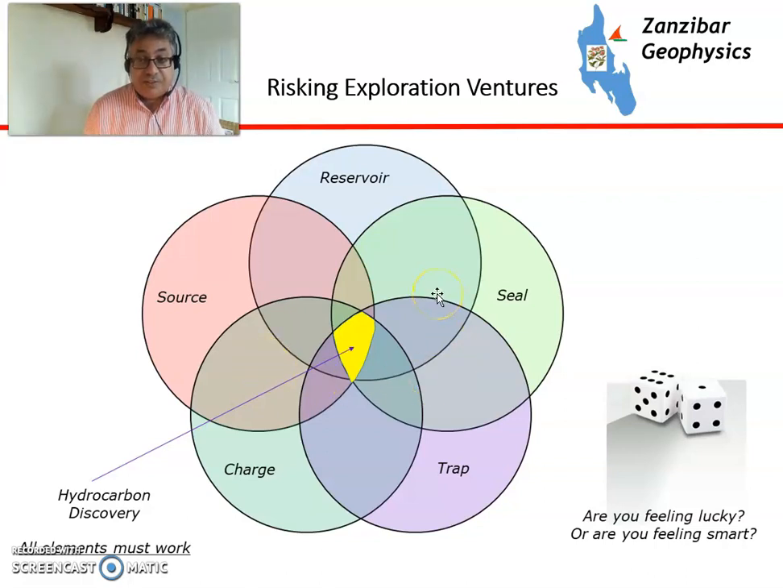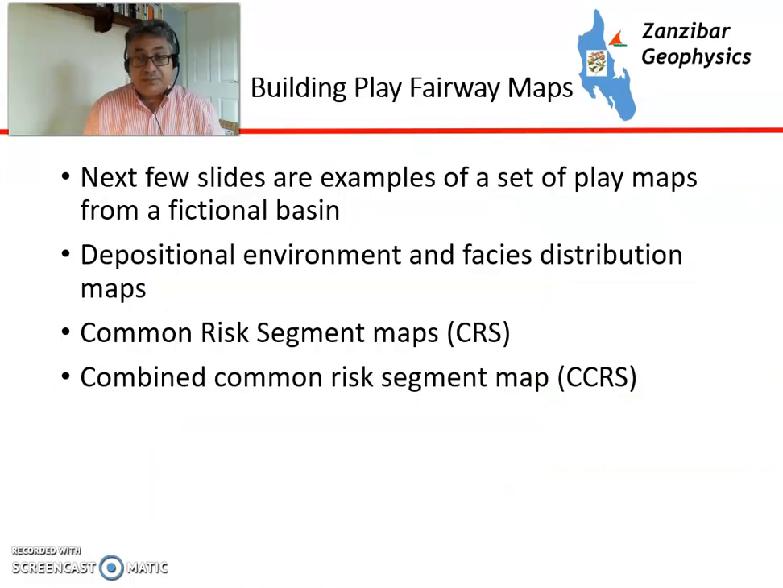Now, within Fairway Evaluation, we look at the source, the reservoir, and the seal. Charge is somewhat localized because you have to get the hydrocarbons from the source into the prospect, and trap is obviously very prospect dependent. So what we do is we map these three elements within common risk segment maps.